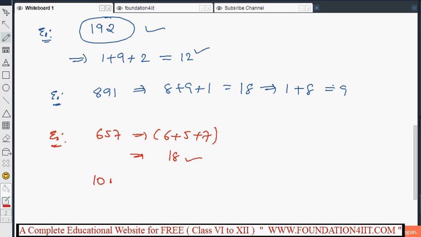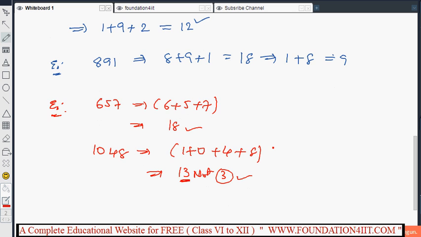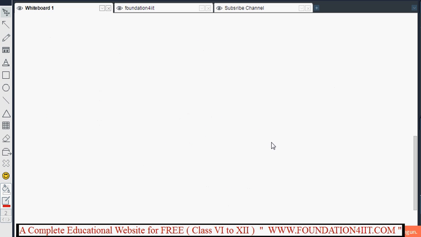Now 1048. To check whether it is divisible by 3 or not, you add 1 plus 0 plus 4 plus 8. 1 plus 0 is 1, plus 4 is 5, plus 8 is 13. But 13 is not divisible by 3. So 1048 is also not divisible by 3. So this is the rule for 3.